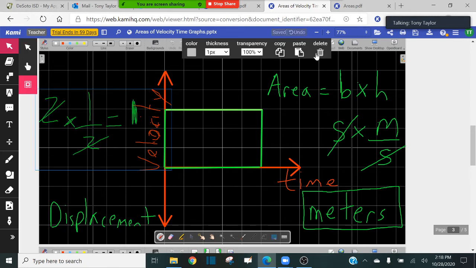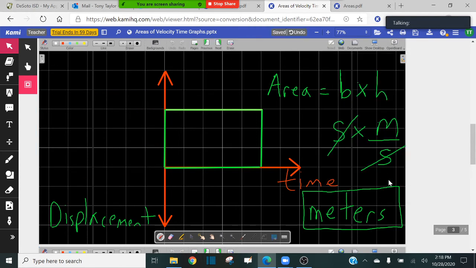Any questions? Okay, so everybody got that? Anytime you take the area of a velocity versus time graph, your units will be in meters. Always, assuming you're plotting meters per second along the vertical axis and seconds along the horizontal axis. So basically your base times your height. Is all of this making sense, everyone?